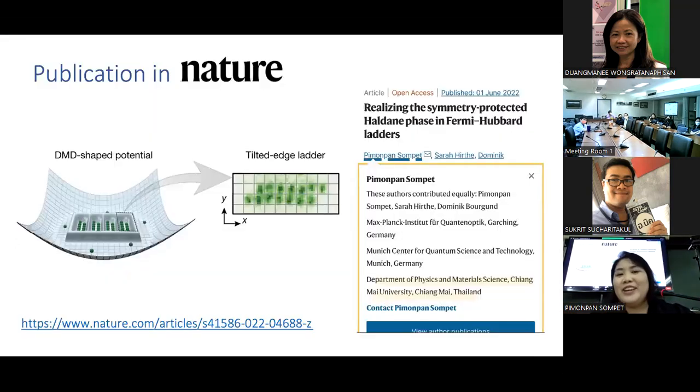Okay, let's talk a bit about my recent work that has been published in Nature. The theory about it is quite complicated. I have tried to give a talk about it a couple of times, and I heard that no one understands it, so I'll try to make it much simpler here.